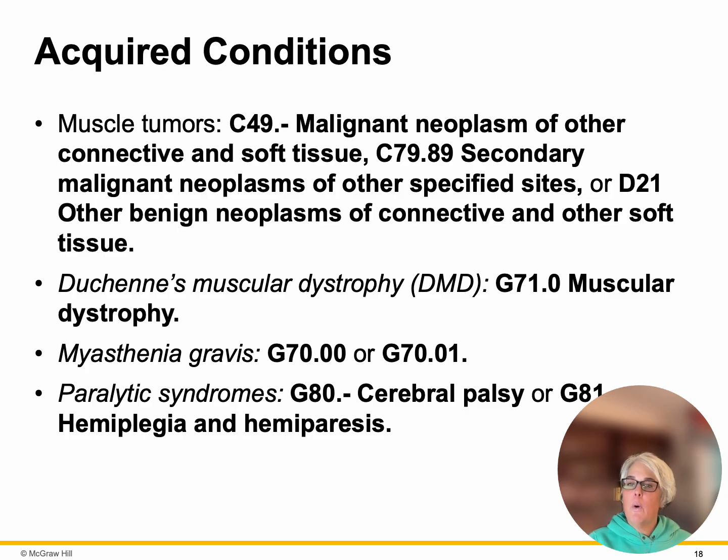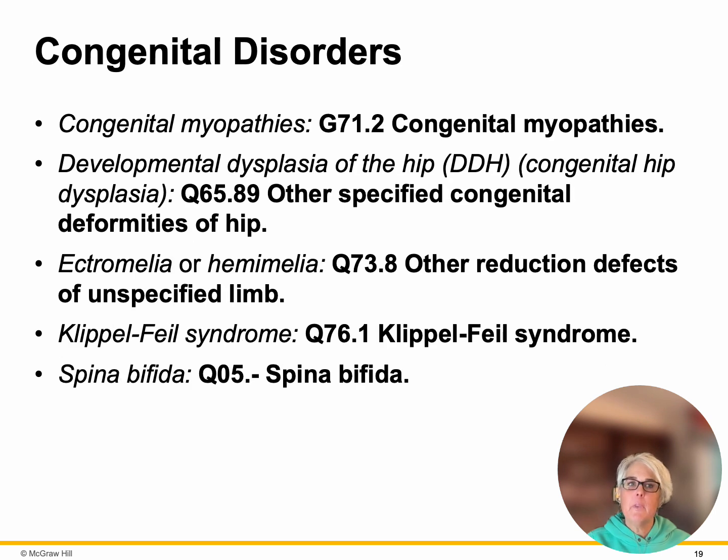When coding, you want to connect the neurologic or neoplastic diagnosis with its appropriate musculoskeletal manifestations, but obviously you want to code it from the correct chapter in the ICD-10-CM code book.